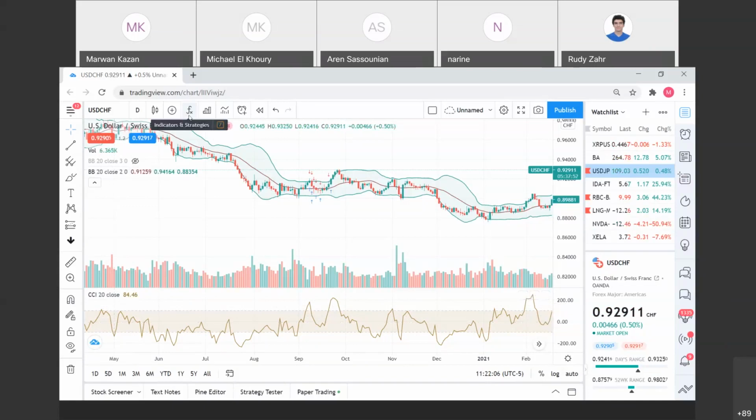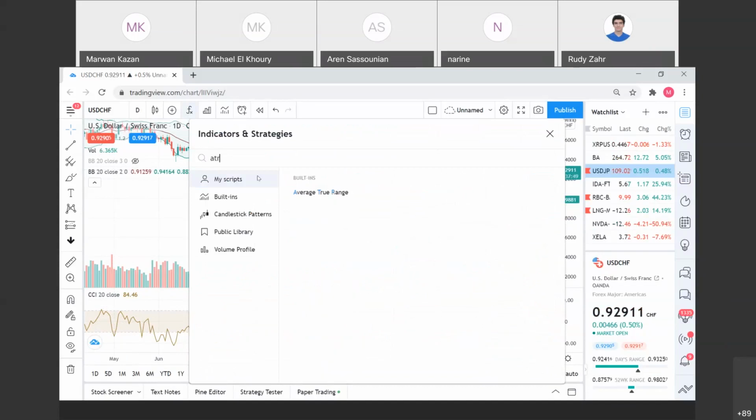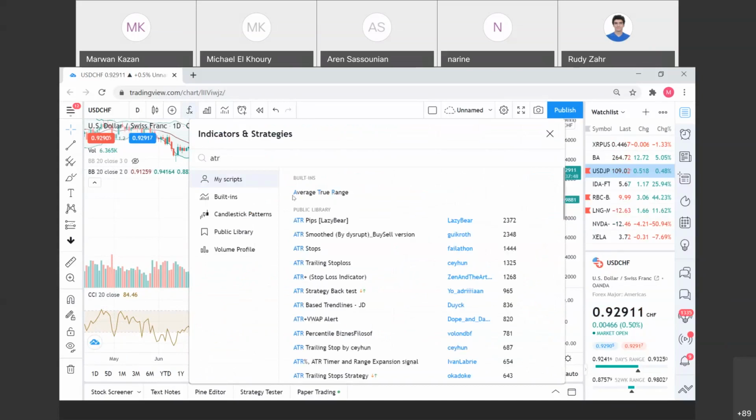The last indicator for today is the ATR, the Average True Range.